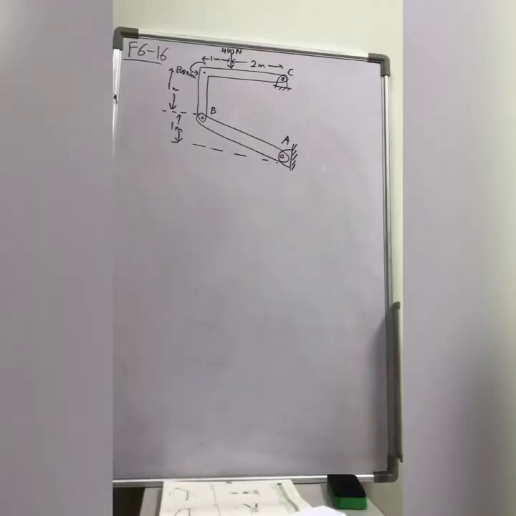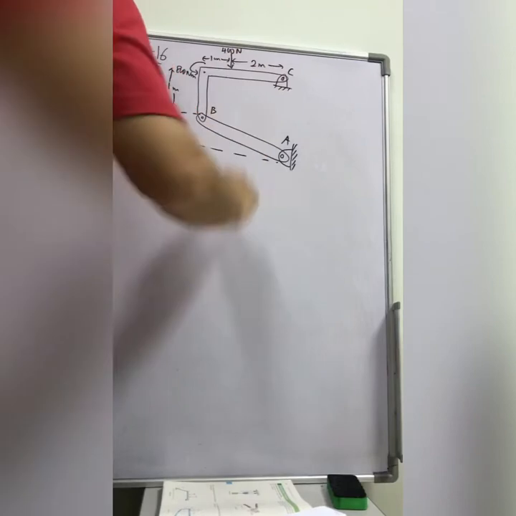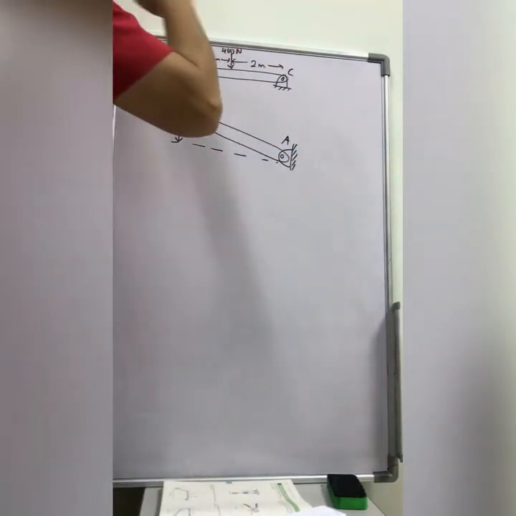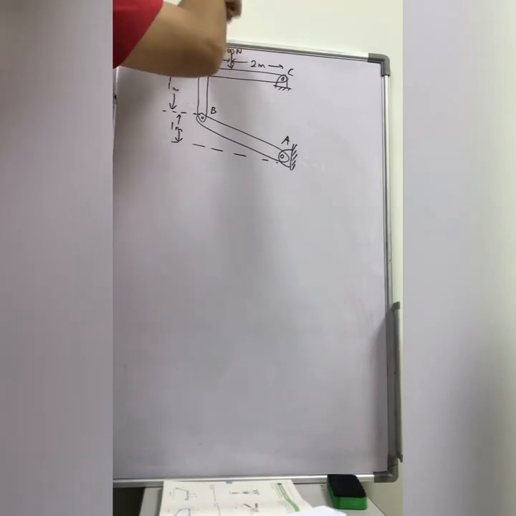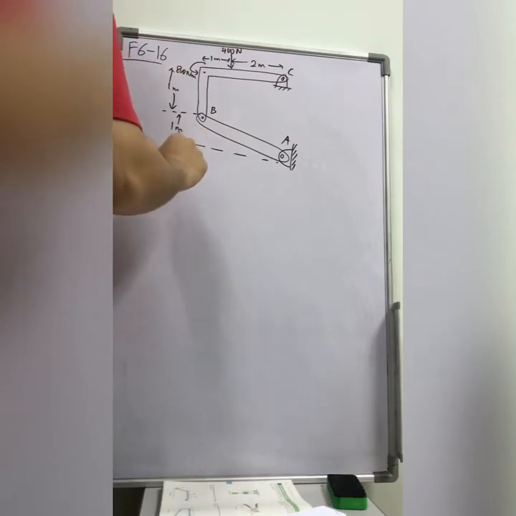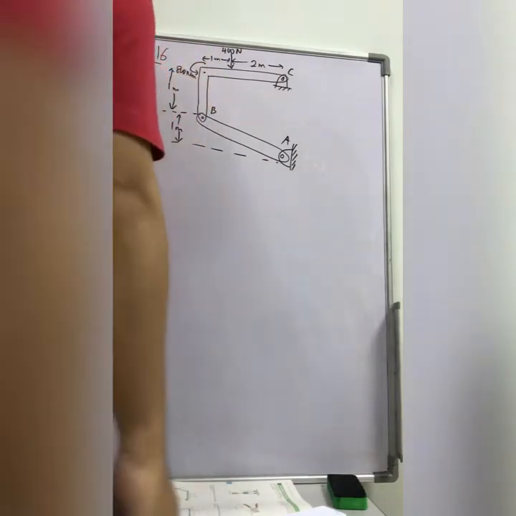Now let's do fundamental problem 616. Basically, you have two members. The first one is this L-shape BC, and then one is AB, and you apply the load. A load of 400 Newton is applied downwards, with these distances, and a couple moment of 800 Newton meter is applied at this joint, this point.